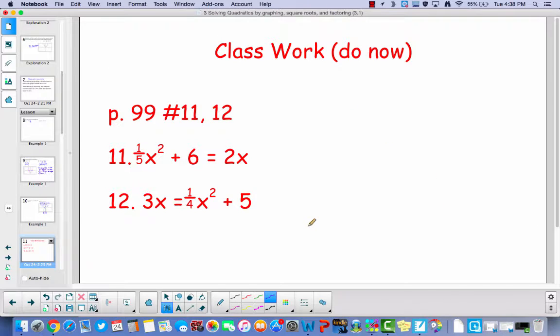All right, we're going to pause this right now. You're going to do these two problems. We'll give you about 5 minutes to do these in class using your graphing calculator. When you're finished with your graphing calculator, clear your equations out and put it back for me, please.